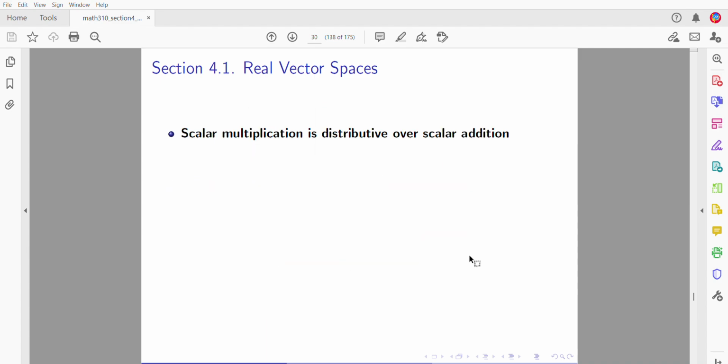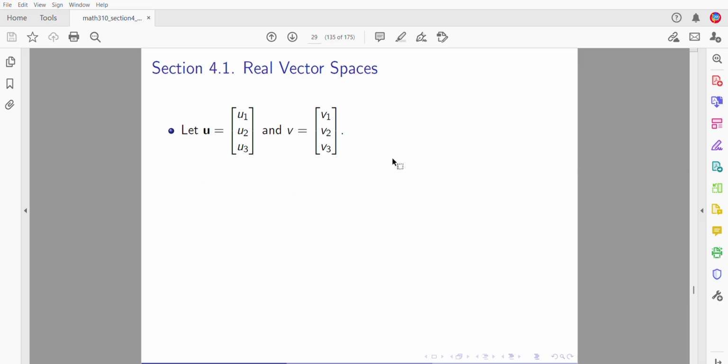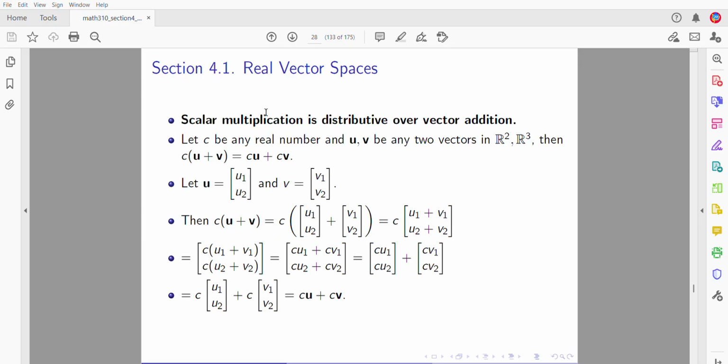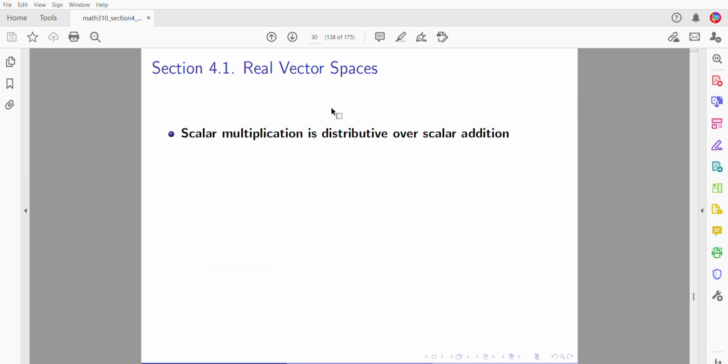So what did we say about multiplication? First, it is distributive over vector addition. Now this is the second property. Scalar multiplication is distributive over scalar addition. What does that mean? You have two scalars, C and D, and one vector U. I hope you see the difference. In the previous case, scalar multiplication is distributive over vector addition, so you have two vectors and one scalar. Now you're talking about multiplication being distributive over scalar addition, so you have two scalars and one vector.